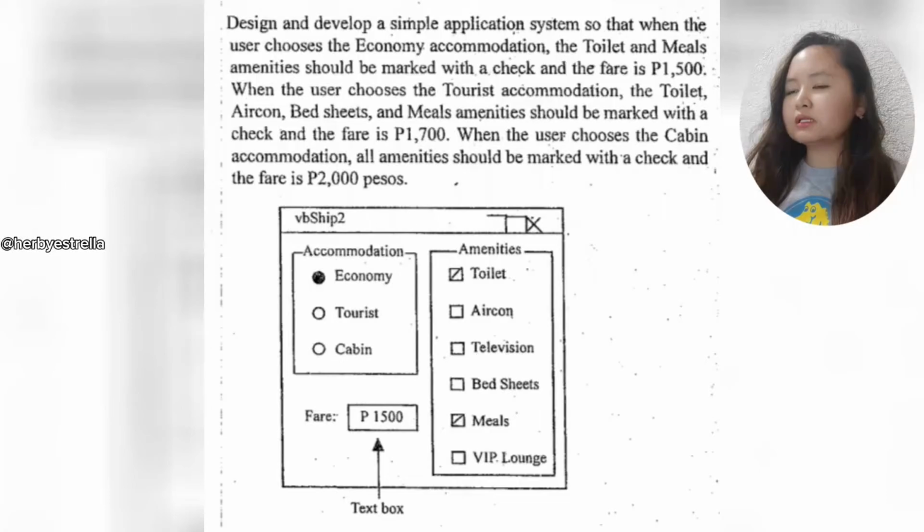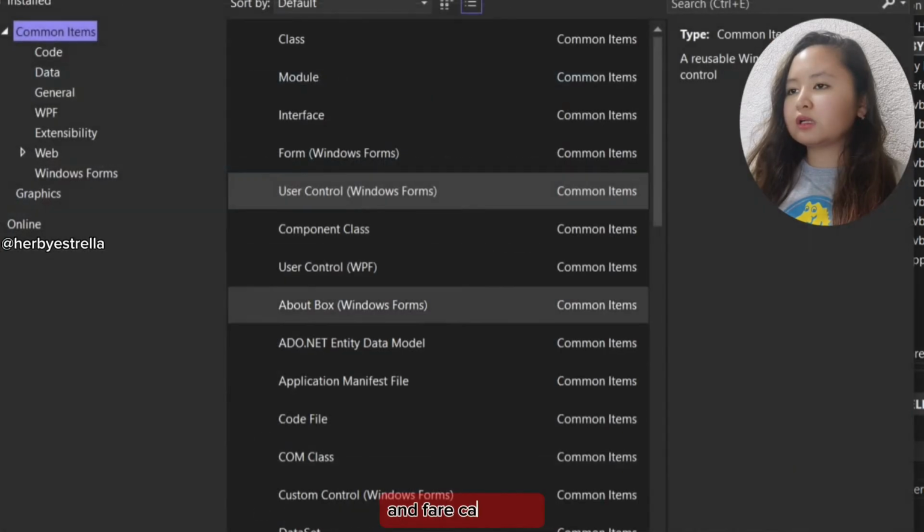Number 9: Design and develop a simple application system so that when the user chooses the economy, the toilet and meals amenities should be marked with a check and the fare is 1,500 pesos. When the user chooses the tourist accommodation, the toilet, aircon, bed sheets, and meals amenities should be marked with a check and the fare is 1,700 pesos. When the user chooses the cabin accommodation, all the amenities should be marked with a check and the fare is 2,000 pesos.